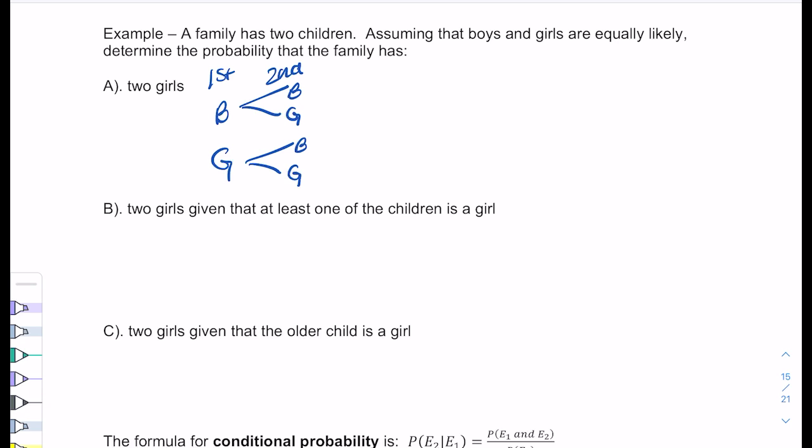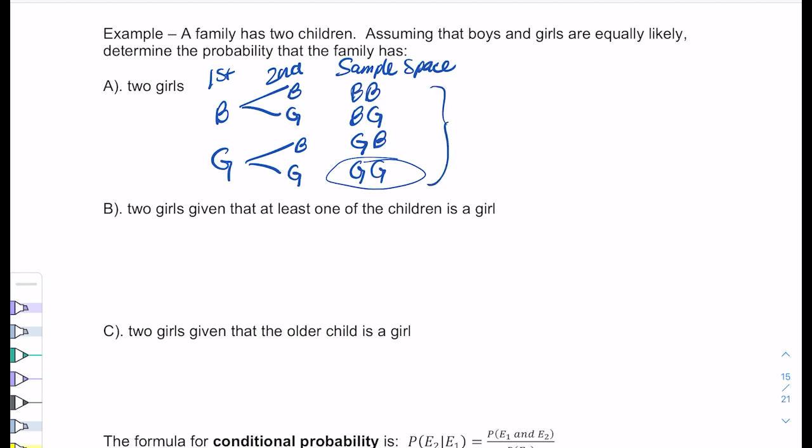So what would be my sample space? It's all the possible outcomes. So you could have boy-boy, boy-girl, girl-boy, girl-girl. So we have 4 outcomes. And I want to know the probability that a family has 2 girls. So 2 girls would be this outcome right there. So that's 1 out of how many outcomes? There's 4 outcomes or sample points. So the probability is going to be 1/4.